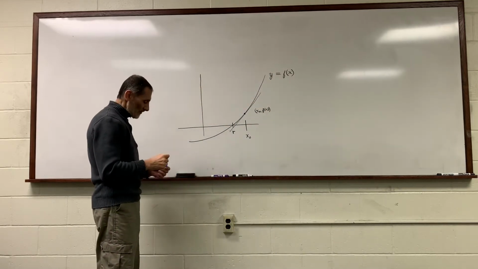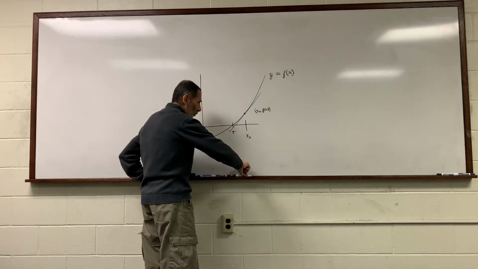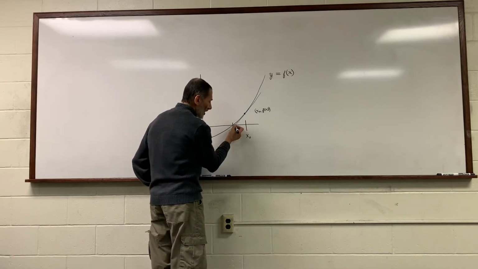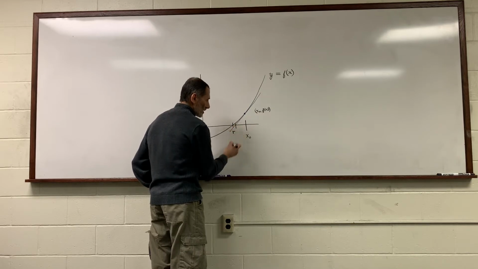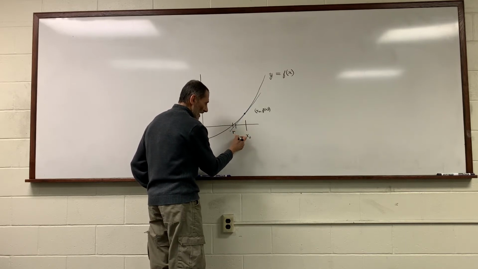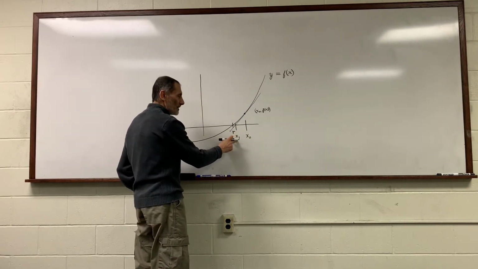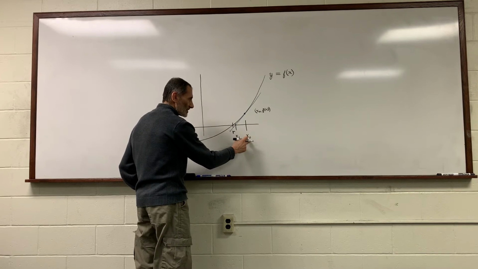Now, if we have made a good choice, then that tangent line will cross the x-axis closer to the root than our first guess. I'll call this x-coordinate x sub 1. That will be a better approximation for the root than our first guess.